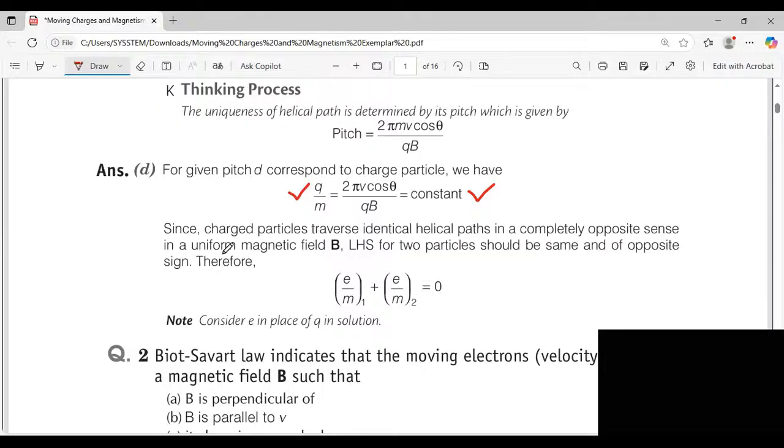Since charged particles traverse identical helical paths in a completely opposite sense in a uniform magnetic field B, the LHS for the two particles should be the same and of opposite sign. Therefore, e/m1 plus e/m2 equal to 0. Let's see the next question.